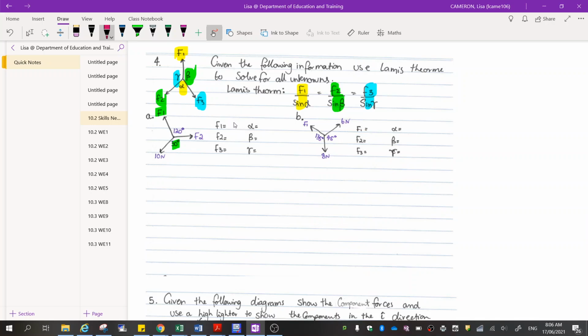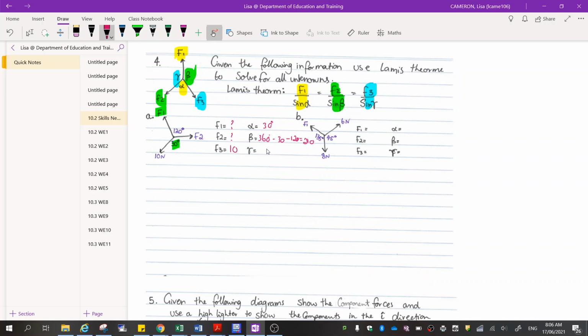So F1, we're not sure yet, but we know that delta is 30 degrees. We know that F2 is something we're not sure of, and we don't have beta. But the thing that we do know is that all of these angles should add up to 360. So I can find beta by doing 360 minus 30 minus 120, and that's going to give me 210.